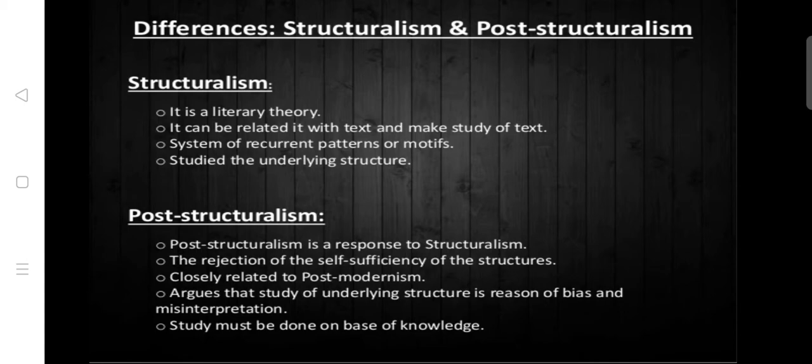Post-structuralism differs from structuralism. It is an immediate response to structuralism, and the second thing is the rejection of the self-sufficiency of the structure. The self-sufficiency of a structure is completely rejected here. It is closely associated and related to postmodernism also. Post-structuralist critics argued that the study of underlying structure is a reason for bias or misinterpretation. Sometimes it misleads from the right concept or intention of the author. So study must be done on the basis of knowledge in post-structuralism.